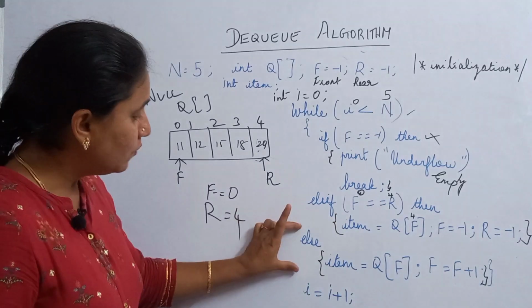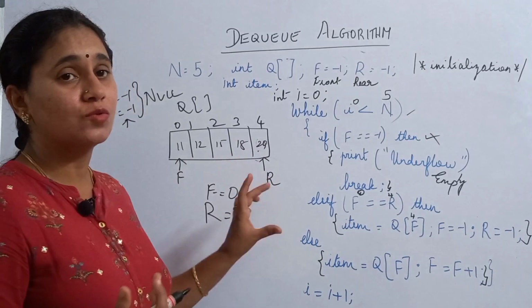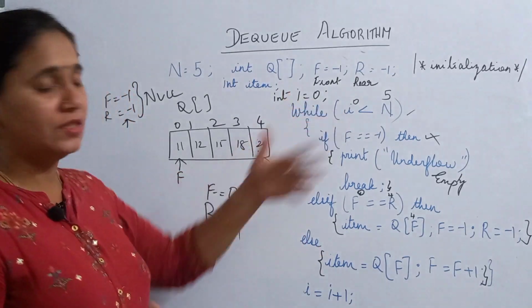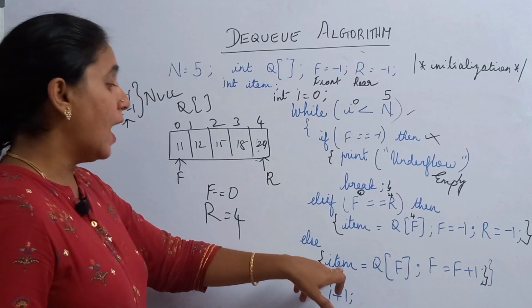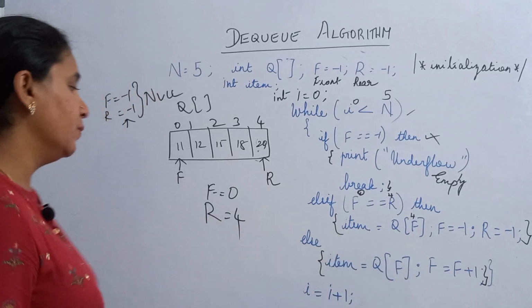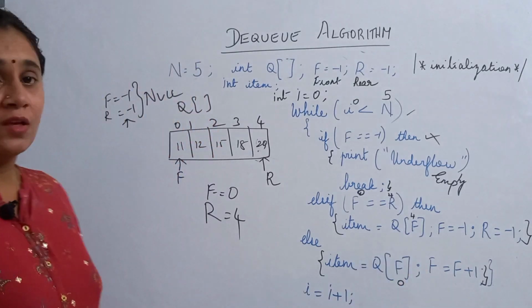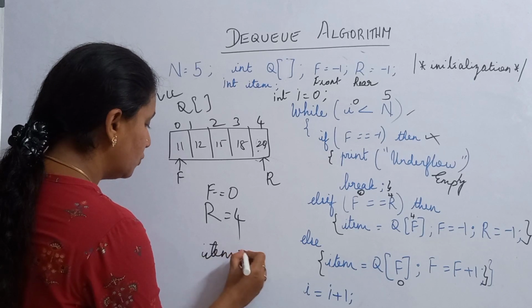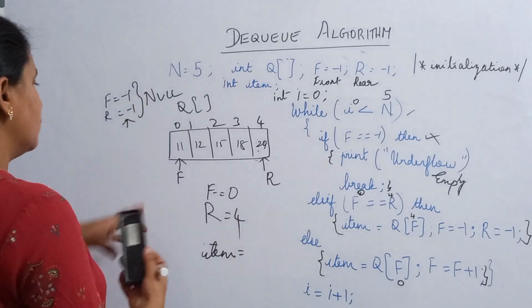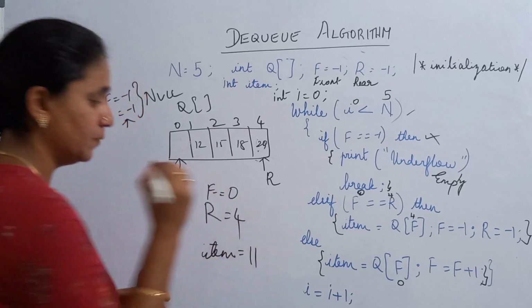Now it will check this else block. I am telling that this is going to execute if both the conditions are false. So what is it going to do? Item is equal to q of f. What is this f value? F value is 0. So I am going to remove the element which is pointed to by the front pointer. This is 11, so 11 will be removed and it will be assigned here.